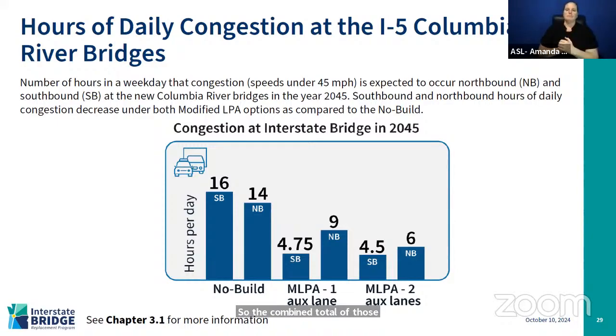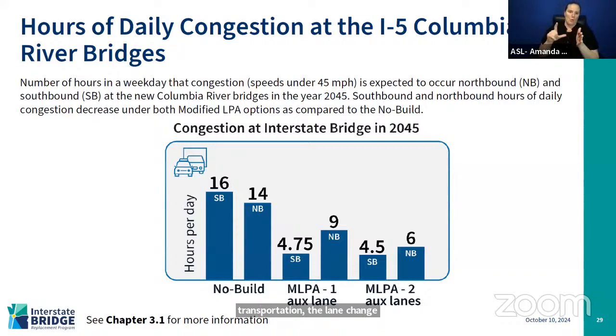Next, let's talk about the MLPA, 1aux and 2aux. We'll start with the modified LPA. In the southbound direction, the bottleneck of the Columbia Bridge will be reduced with the modified LPA to about 4.5 to 4.75 hours if it's the one auxiliary lane or the two auxiliary lane at the bridge. This reduction is, again, due to the program improvements, including the transit, active transportation, the interchange improvements, auxiliary lanes, CDs, and variable rate tolling.